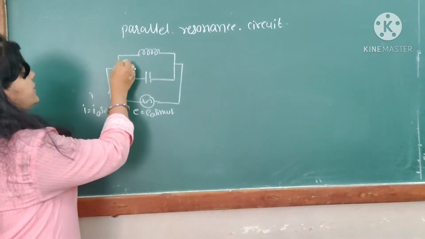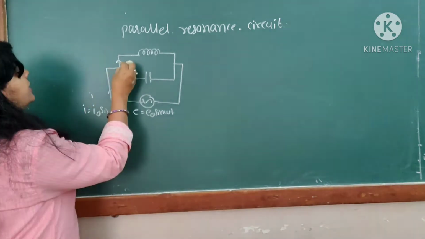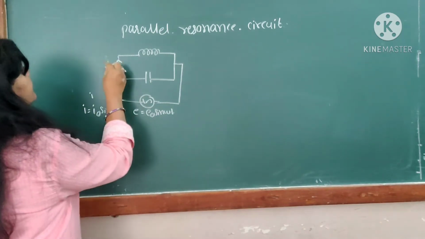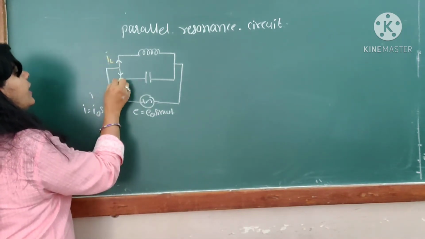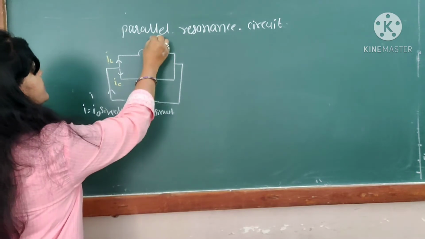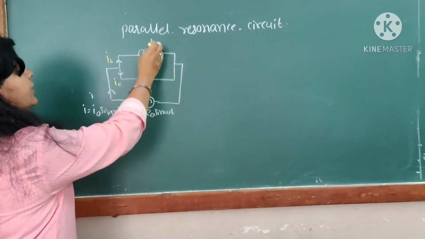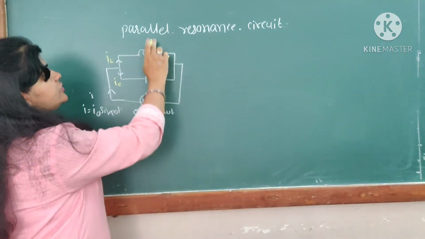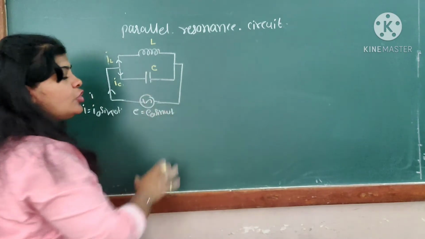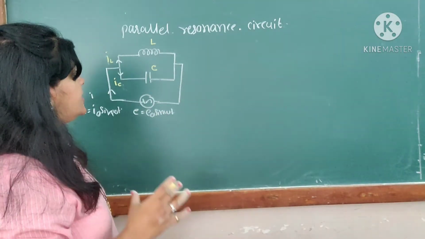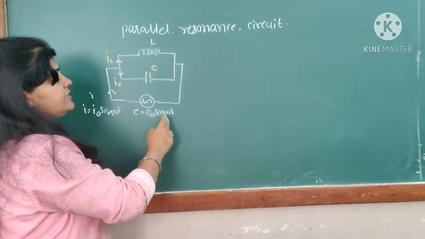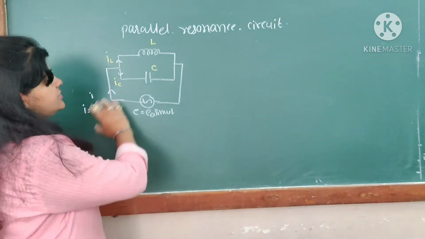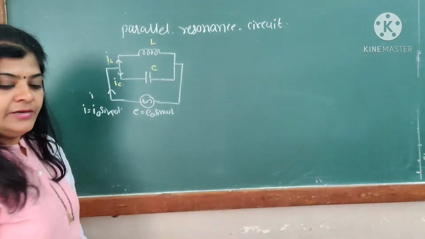This current I is divided into two parts, IL and IC. This is L and this is C. L and C are connected in parallel, and that is why it is called a parallel circuit. Here resonance occurs, and this circuit is used for the rejection of a frequency. That frequency is called the resonance frequency, and we are learning its derivation here.